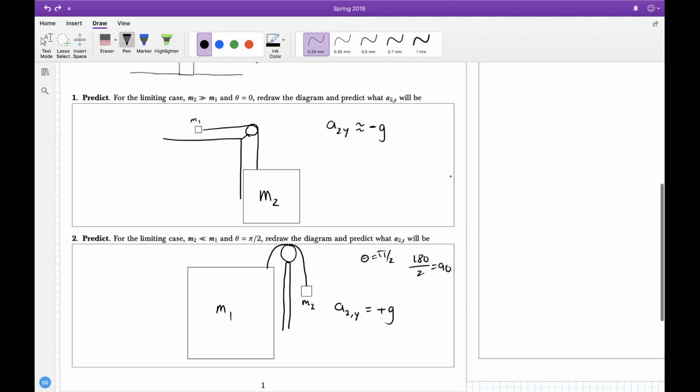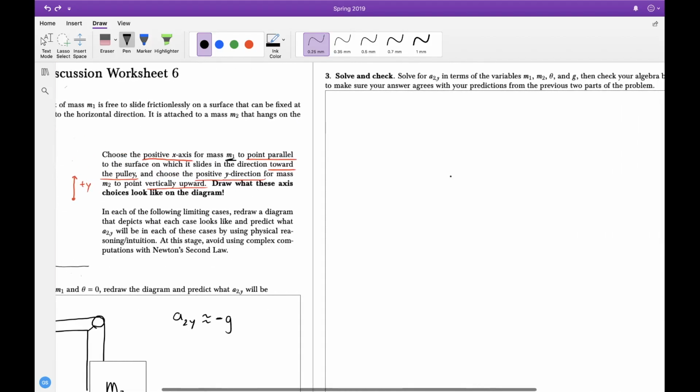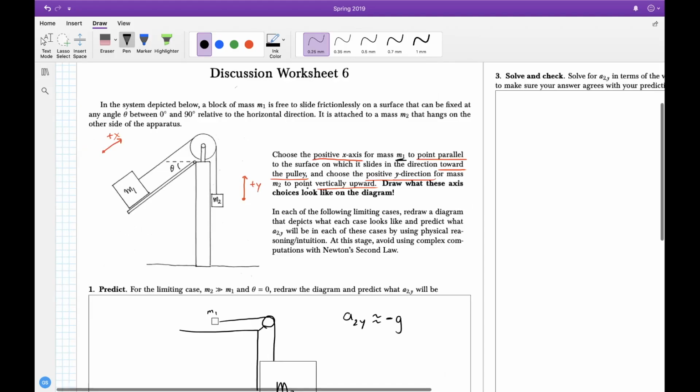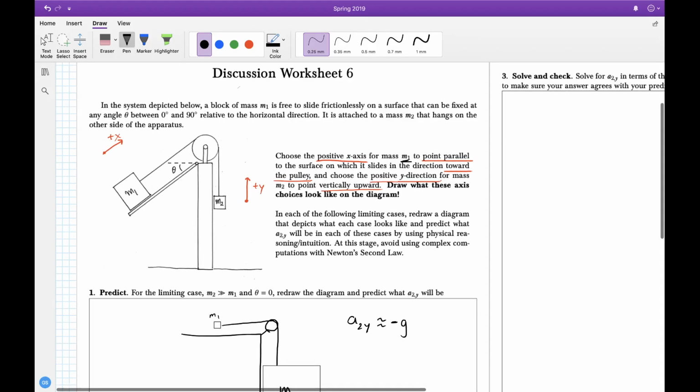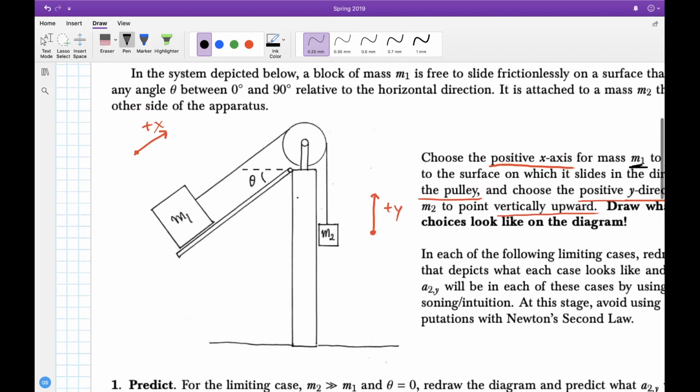Okay, so I don't want to spend too much time on that. Let's go ahead and move on to the challenging part of this problem. The really challenging part is solving for acceleration only in terms of these variables, m1, m2, g, and theta. So the first step in doing these kinds of problems, in any force-related problem, is always going to be to first draw the free body diagrams for the objects.